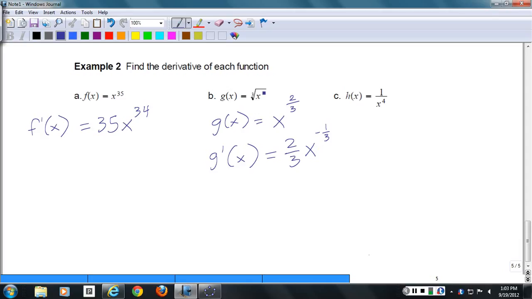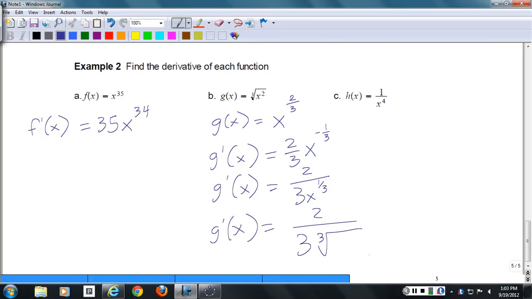In fact, probably want to write the final answer so it involves a radical, because the original expression involved a radical. So a couple of steps. G prime of x equals 2 over 3x to the 1/3. Negative exponent, slide it down to the denominator and change the sign of the exponent. It becomes positive. And so g prime of x equals 2 over 3 times the cube root of x. There we go. So this would be the derivative in this case.